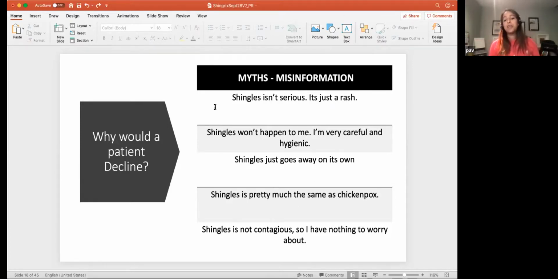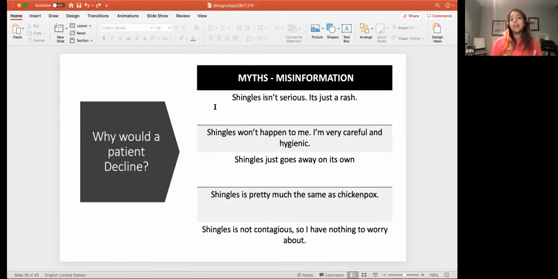This was probably the most interesting one I heard: shingles won't happen to me, I'm very careful and I'm hygienic. This was a recent one, especially with COVID. A lot of patients feel the notion of contracting a virus is: if I'm 6 feet apart from someone, I'm wearing a mask, I'm washing my hands, I'm sanitizing regularly, I don't go out too much, I'm not going to get a virus. And it's helping demystify the fact that they think all viruses are the same. They think they're like the cold and they have to catch them. And that's not true with shingles.